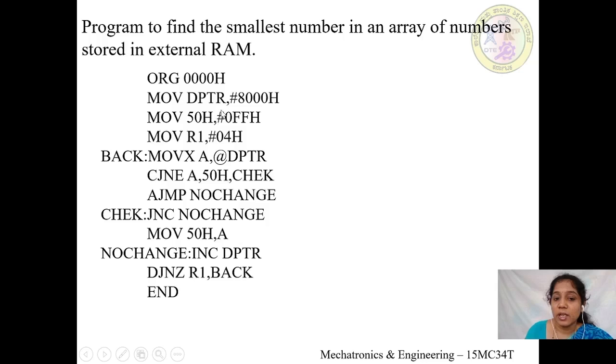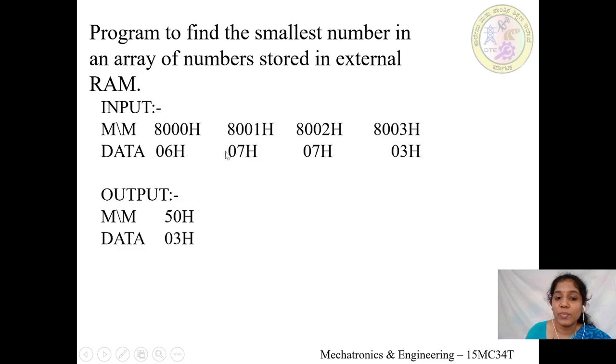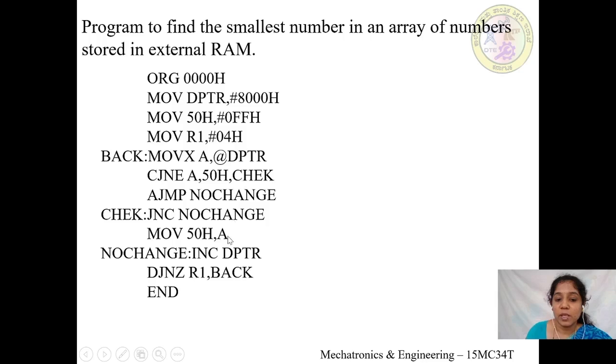So that is FFH is not the smallest number. Which is the smallest number as of now? Contents of accumulator, that is 06H is the smallest number. That will be copied into the memory location 50H. As of now, from the first element, we have found that 06H is the smallest number.